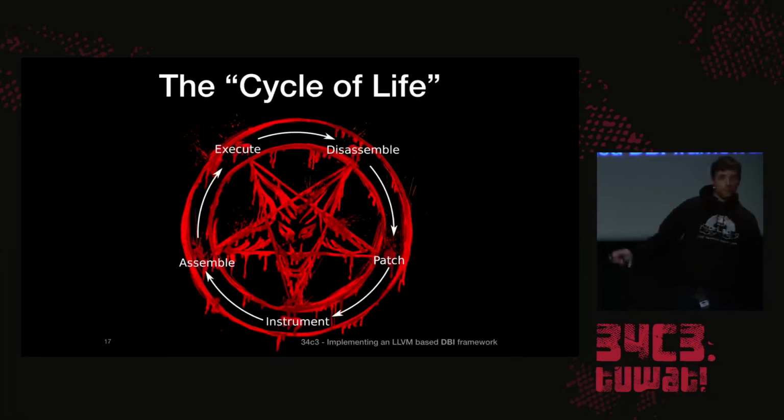So if you summarize everything you need to do, this is the life cycle of a DBI engine. It starts by disassembling the first piece of code it wants to execute. Then it patches it to make it relocatable. Then it adds instrumentation into the patched piece of code. It assembles it somewhere else in executable memory. And then you can execute it. Once the execution finishes, it looks at what's the next piece of code to execute and starts again.